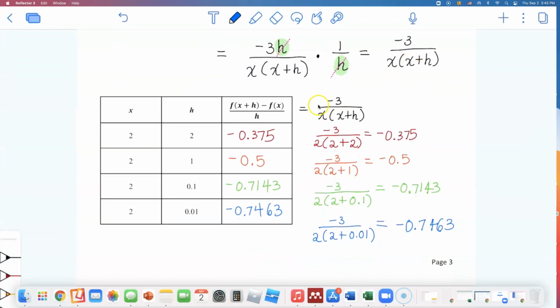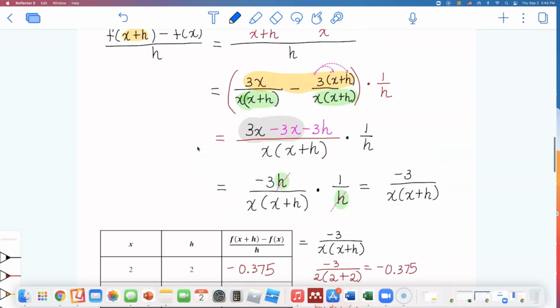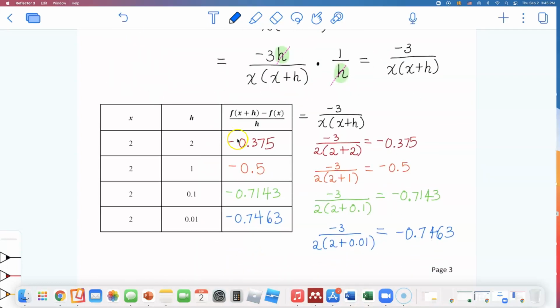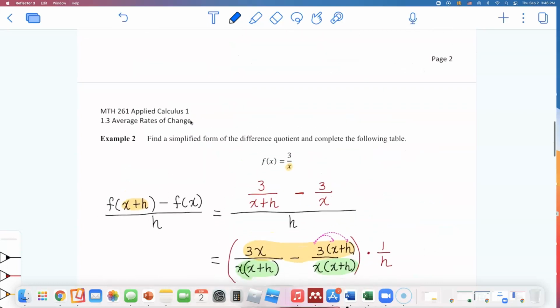So we'll get to talk about all that in 1.4, okay? That's next Wednesday. But for right now, that's enough. If you can simplify the difference quotient and plug in x and h to find these different values, maybe you will have to type in fraction on your MyLab homework, okay? But let me know, okay? So that was the second example for section 1.3.